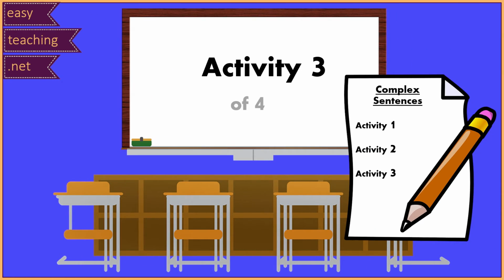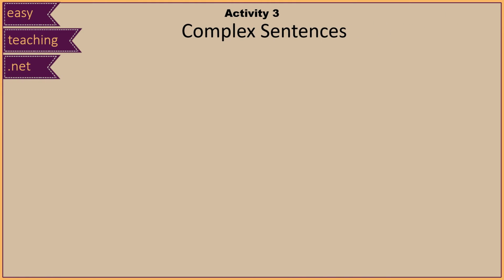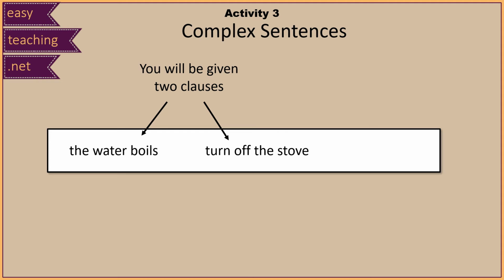Activity 3. In Activity 3, you will be given 2 clauses and a selection of subordinating conjunctions to join them. Choose the correct conjunction and write down the new complex sentence. Here's an example. The water boils. Turn off the stove. The conjunctions I have to choose from are until, when, and although.